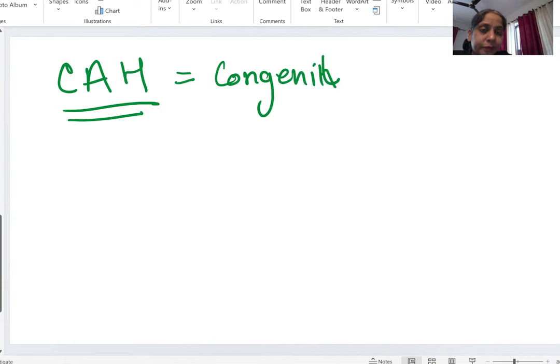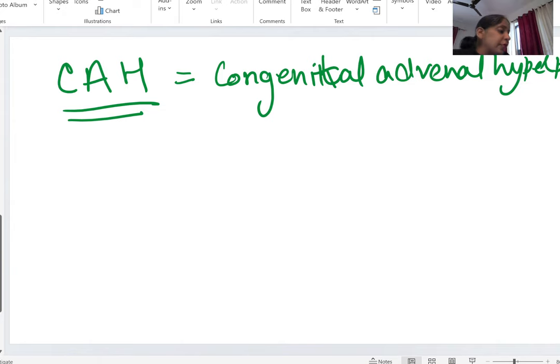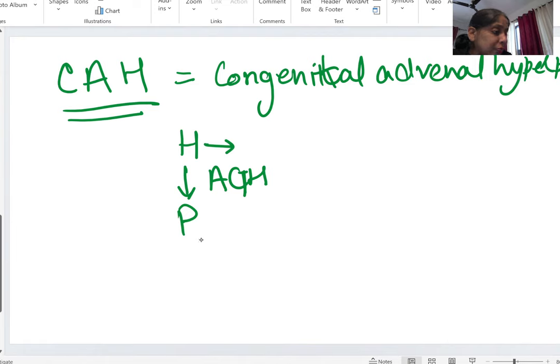Congenital adrenal hyperplasia. First we will see how normally the androgens are formed in the adrenal cortex. Just as we have the HPO axis, in a similar way we have the hypothalamus pituitary adrenal axis. From the hypothalamus, what is released? Yes, ACTH. And then from the pituitary, what is released?